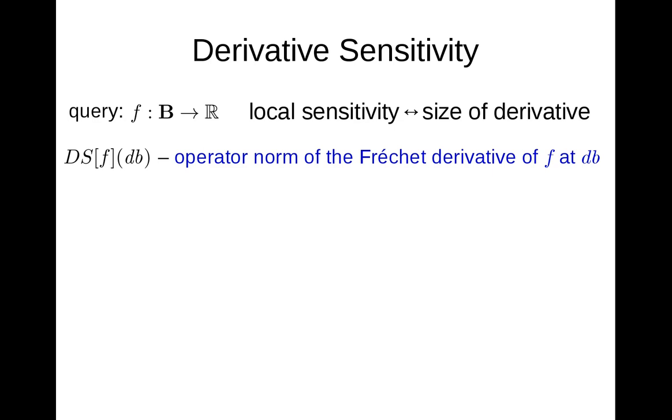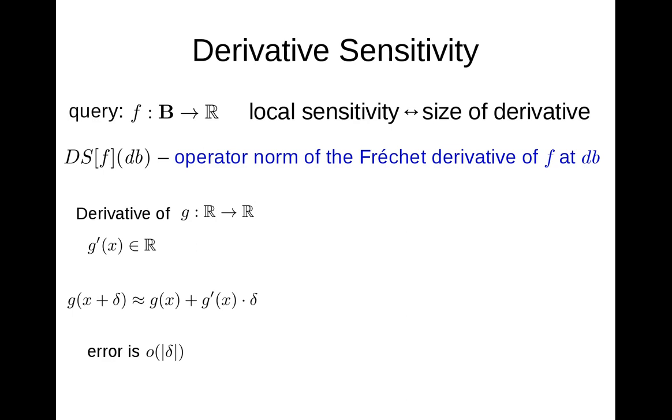Let us first start with the derivative. So normally, we define derivatives for functions that take real numbers and also return real numbers, and the derivative of this function at some point x is again a real number, and this real number has the following property. Let us say that we just change the argument of g a little. So we add some small delta to x. In this case, g at the point x plus delta is more or less g at the point x plus a change which is proportional to delta, where the coefficient is equal to the derivative of g at x. And the error here is negligible in the size of delta.